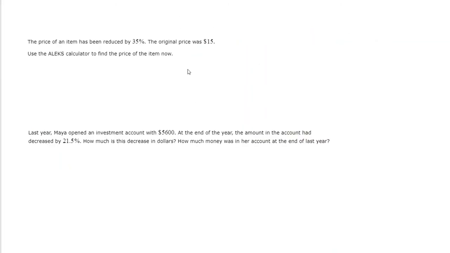Okay, now this next one says the price of an item has been reduced by 35%. The original price was $15, and it says find the price of the item now. Okay, so if the original price of the item was $15 and it has been reduced by 35%, there's a couple of different ways that we could think about this. The first one is we need to figure out what 35% of 15 is so that we can figure out the price of the item now after it's been reduced by 35%.